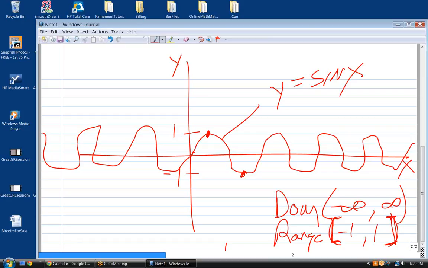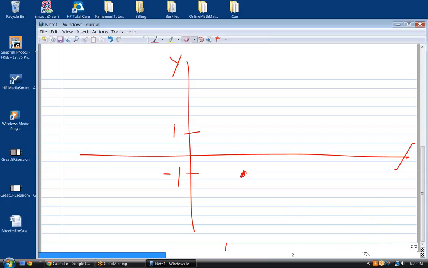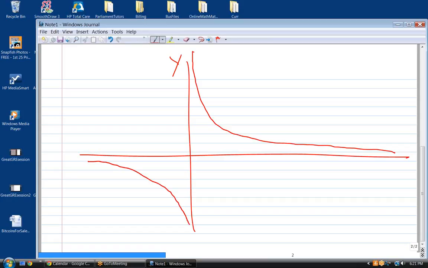So you understand now why you can always read the domain and range from a graph? Let me give you one more. We're going to take the hyperbolic function, which looks like this. This is y equals 1 over x. What's the domain?